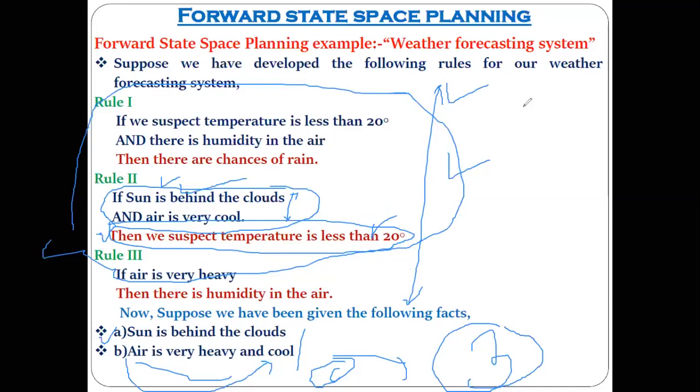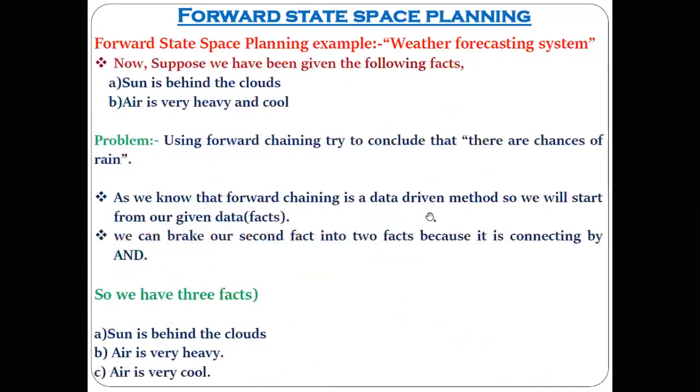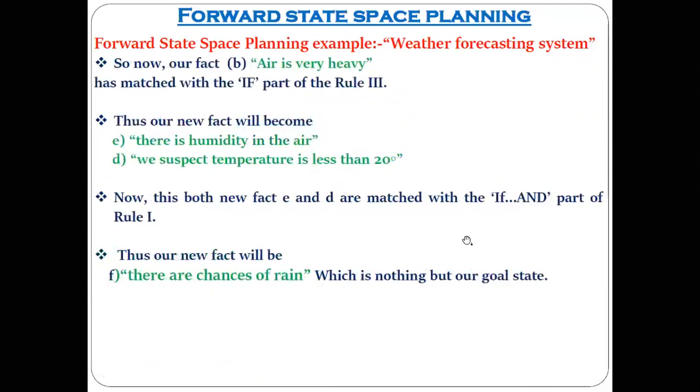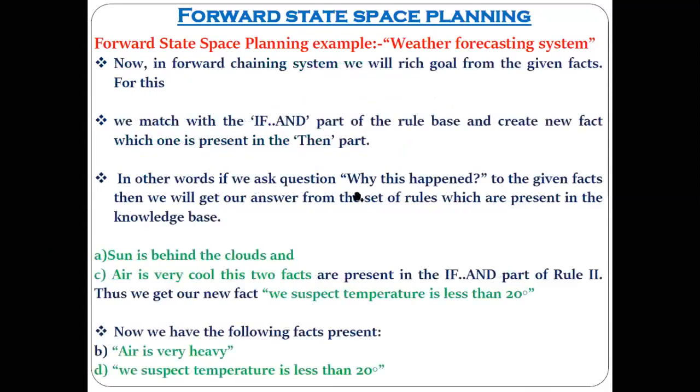So the same thing I have mentioned in this part and am trying to explain to you. We match the if part of the rule base, and from that we try to create the new fact which is present in the then part of that knowledge base. The same thing we have done now. So after comparing, what will we get?